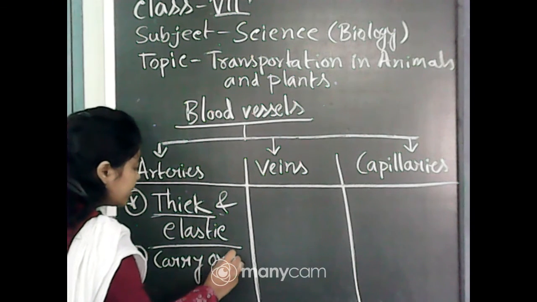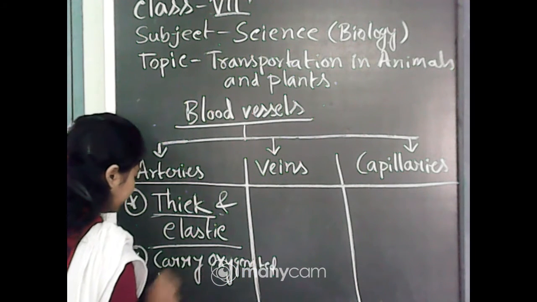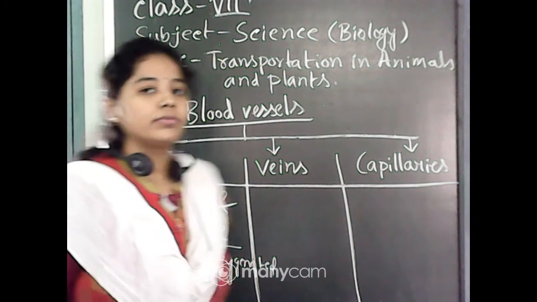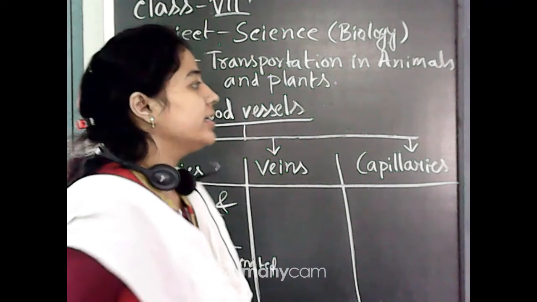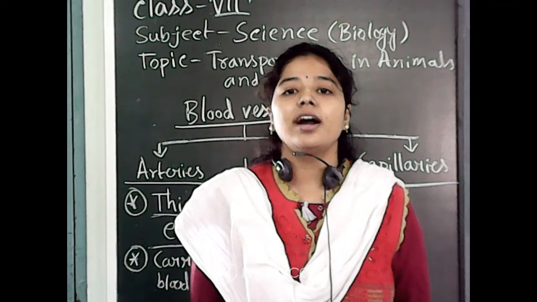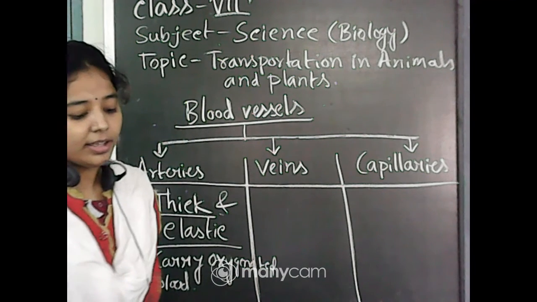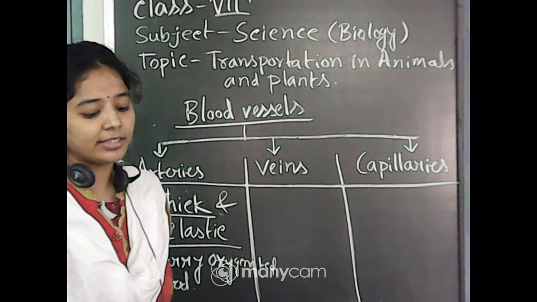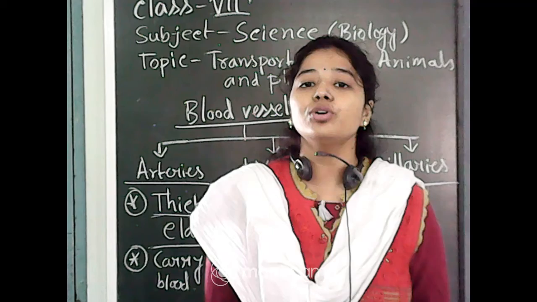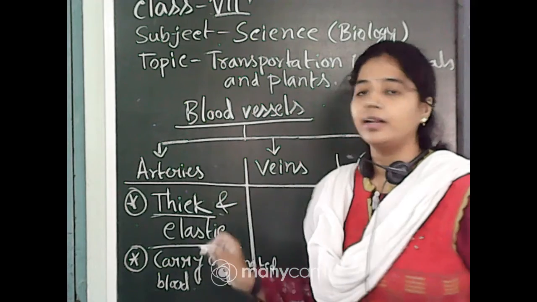The main function of arteries is to carry oxygenated blood. Oxygenated blood means the blood in which oxygen is present. But there is an exception. There is an artery which does not carry oxygenated blood. That artery, called the pulmonary artery, carries deoxygenated blood. So the exception is here. Arteries normally carry oxygenated blood, except the pulmonary artery.